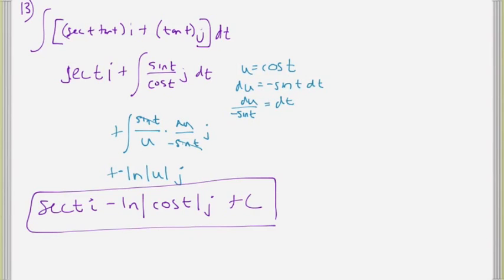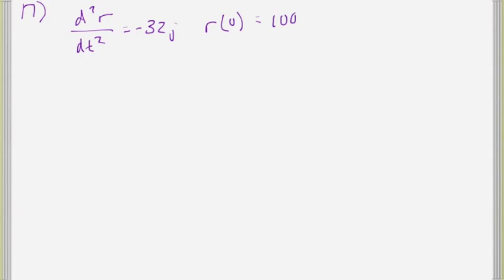One more problem type to look at, and that was our initial value problems, and I'll look at 17 on that one because 17 was the messier one. 17 gave us a second derivative of r as negative 32j. r of 0 is 100i. And the first derivative of r evaluated at 0 is 8i plus 8j.